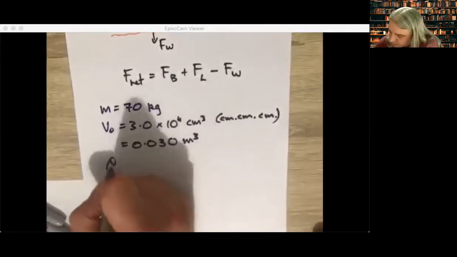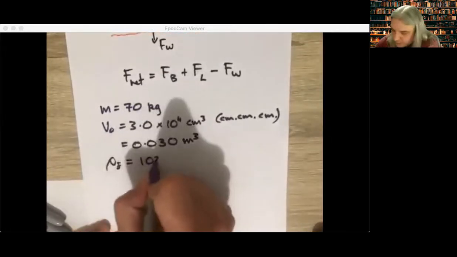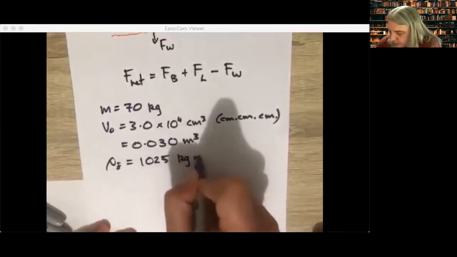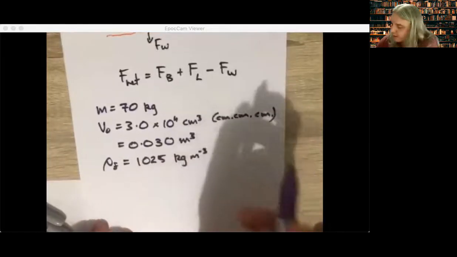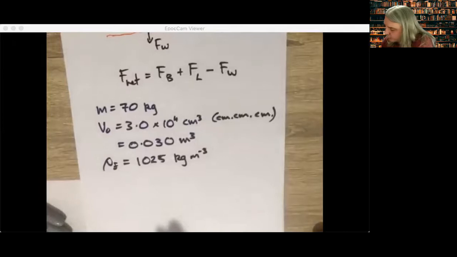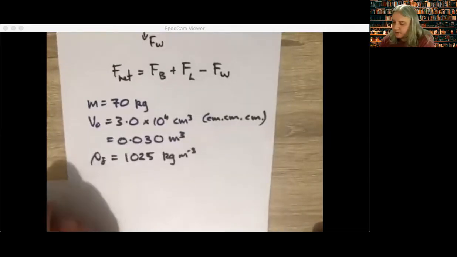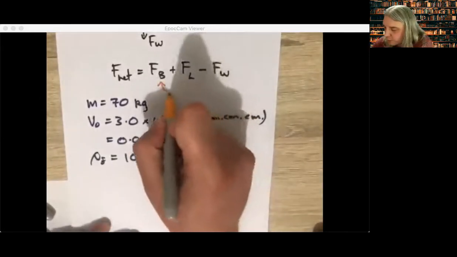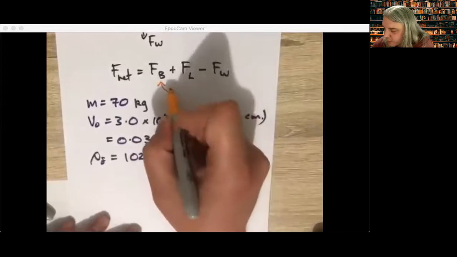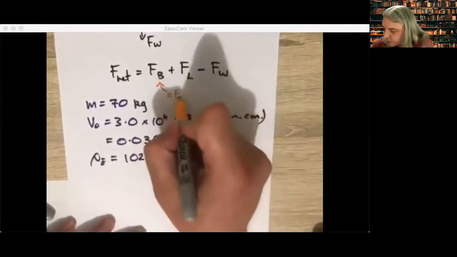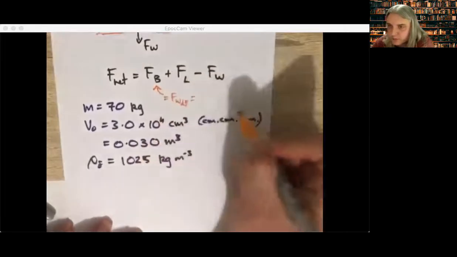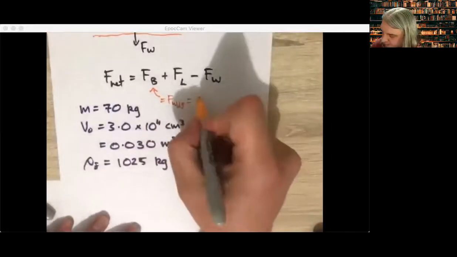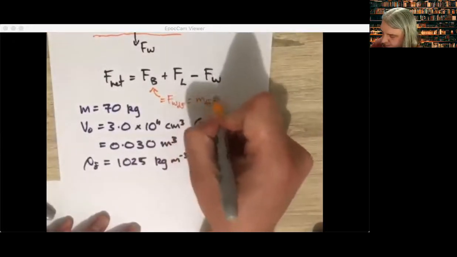We're told the density of the fluid is 1,025 kilograms per cubic meter. And that should be all we need, I think. So let's go back to our equation now. The buoyancy force is equal to the weight force of the displaced fluid, which is equal to the mass of the displaced fluid times gravity.